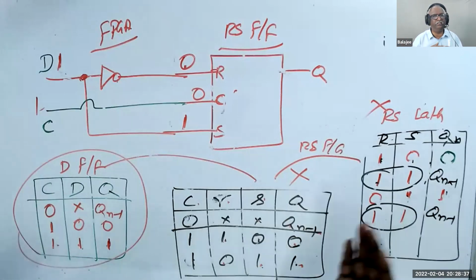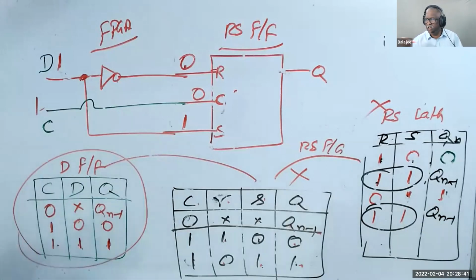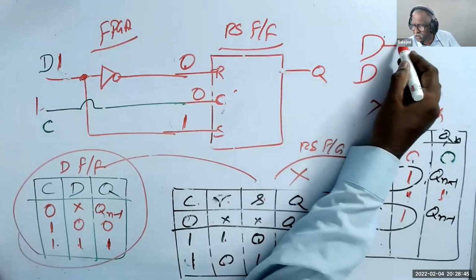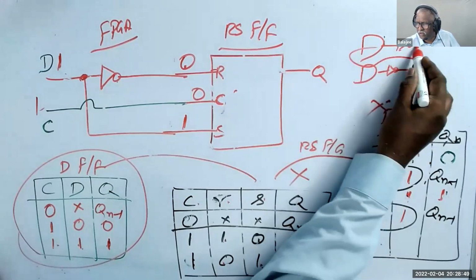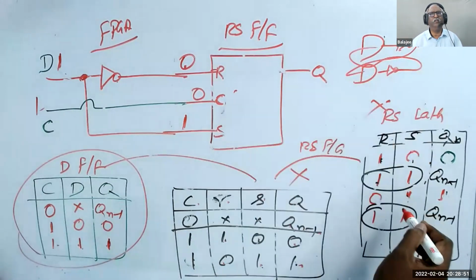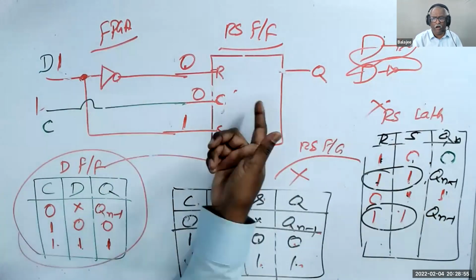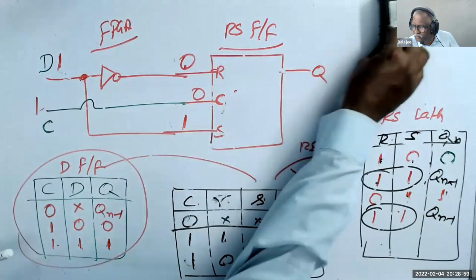Then why have I explained this? I want you to understand how this came. From the gates, I built this one, RS latch. And using RS latch, I built the RS flip-flop. Using RS flip-flop, we built the D flip-flop. That's it. Nothing more than that.